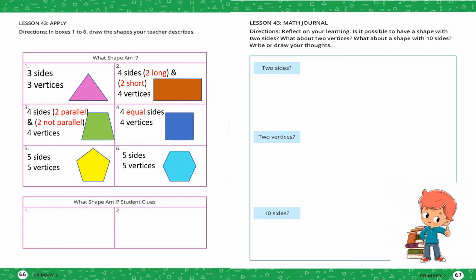Here in the math journal, we want to draw shapes. Can we draw any shape with 2 sides? No, they are not forming a shape. Can we draw any shape with 2 vertices only? Let's try. No, we can't do it. 10 sides. Let's draw a shape with 10 sides. Yes, you can connect 10 sides in any form you want.